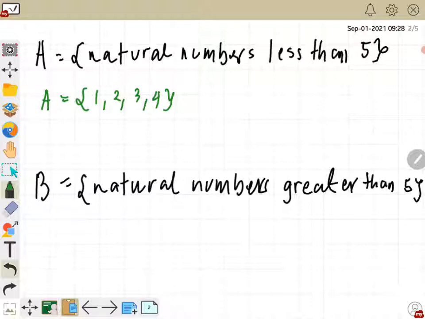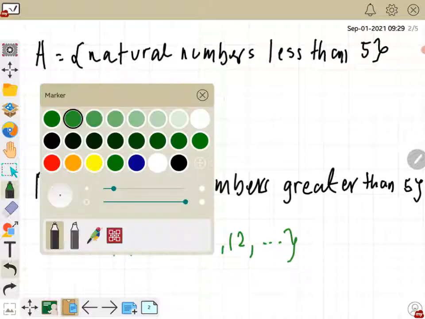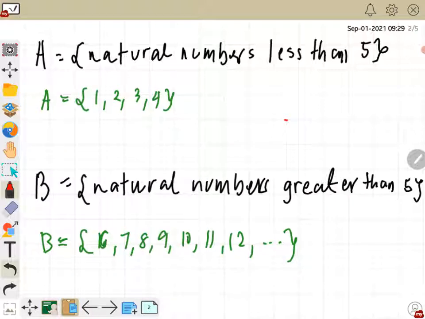So in B, we have natural numbers greater than 5. As you can see, in B, the difference is clear. We have 1 greater than 5, that's 6, 7, 8, 9, 10, 11, 12. And since that's greater than 5, we need just to put an ellipsis to note that the set continues up to infinity. So in this case, set A, the number of elements are countable. Meaning we can actually list it and we can finish in a certain period of time.